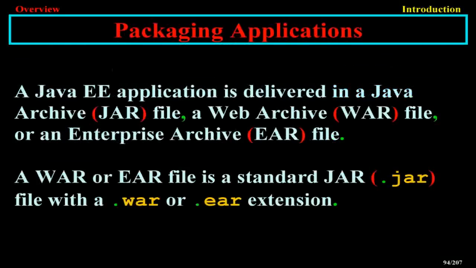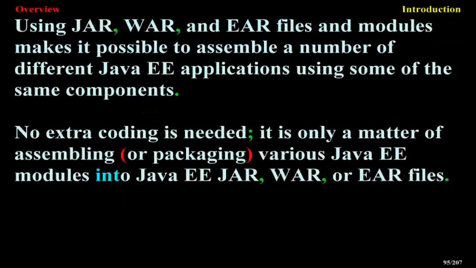Packaging applications. A Java EE application is delivered in a Java Archive (JAR) file, a Web Archive (WAR) file, or an Enterprise Archive (EAR) file. A WAR or EAR file is a standard JAR file with a WAR or EAR extension. Using JAR, WAR, and EAR files and modules makes it possible to assemble a number of different Java EE applications using some of the same components. No extra coding is needed.